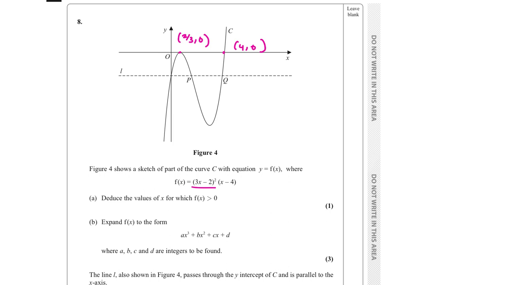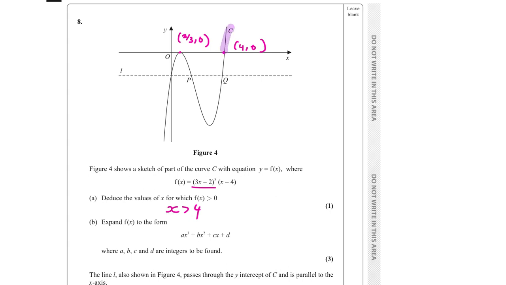Well, where is the graph greater than 0? So where is it above this line? It's here, when x must be greater than 4. So x must be greater than 4, and then we'll have something above the line.